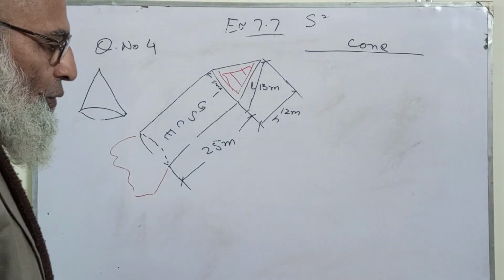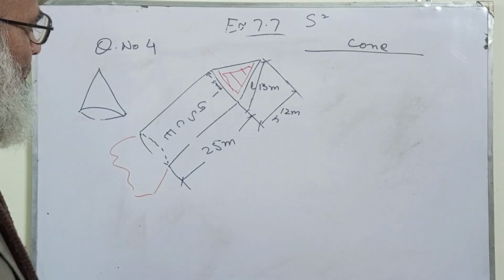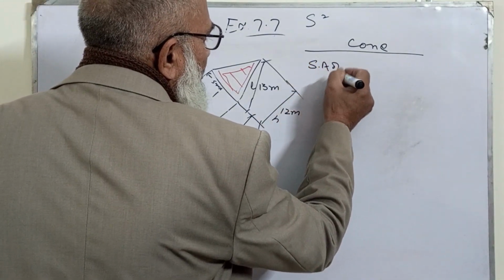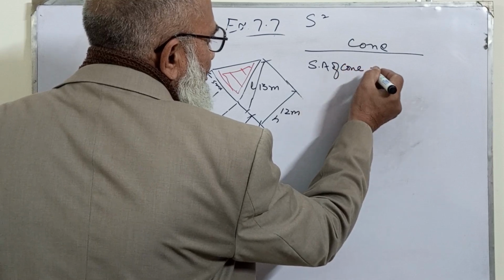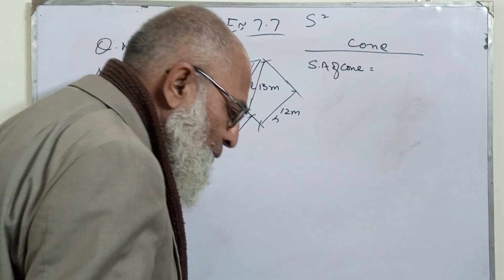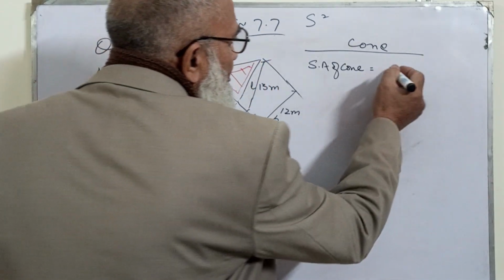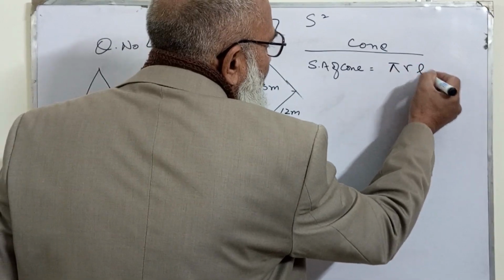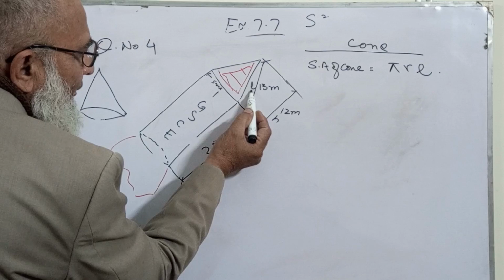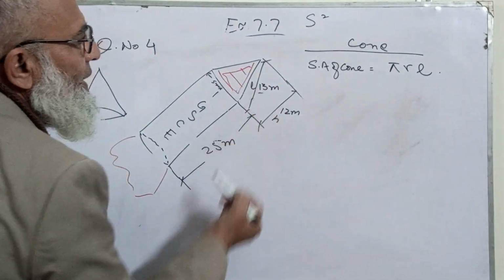Okay, now it is very simple. If you understand this point, then the question is very simple. Then the surface area of the cone is equal to pi r l. What is l? You see that this is l written and given. This is given over there. This is 13 meters.